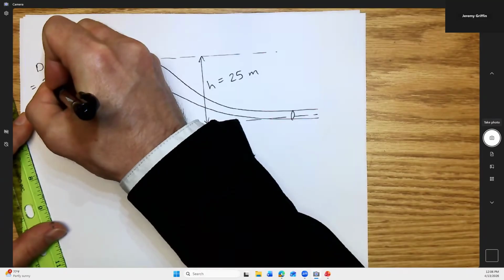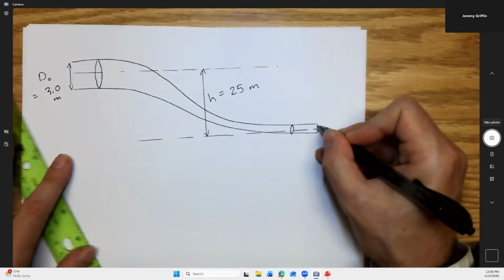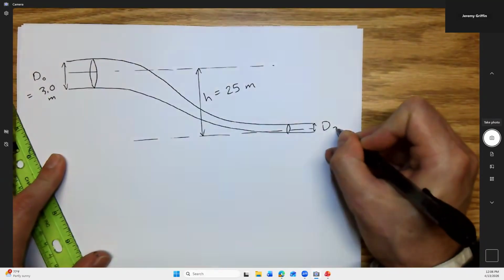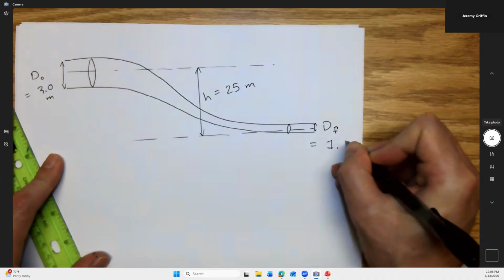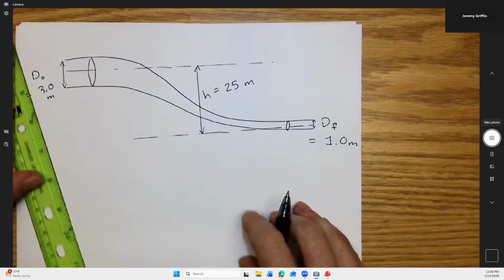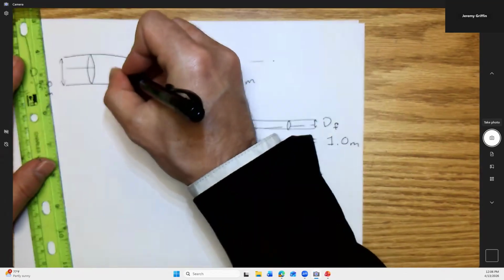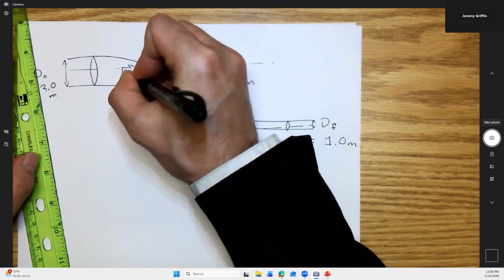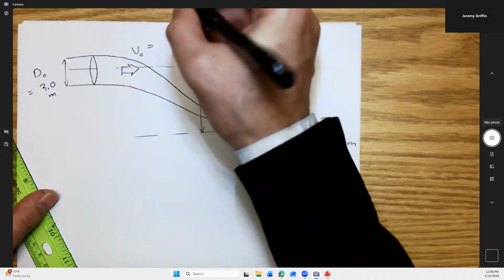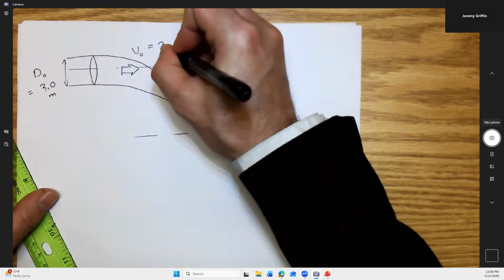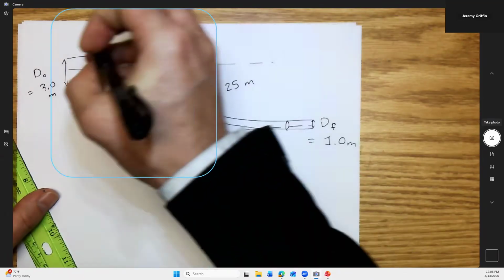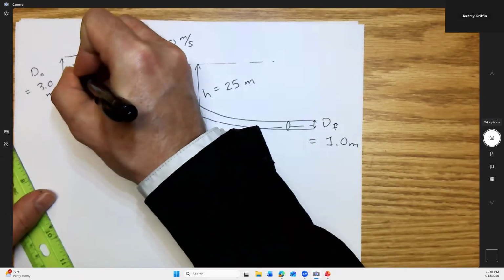Let's have this final diameter be 1 meter. And let's say that the water is flowing up here, with the initial speed at 2 meters per second. Let's throw a fish in the mix.